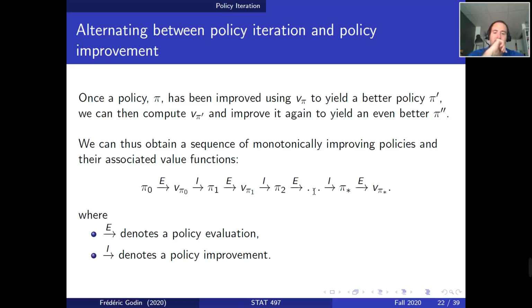Okay, so is there a solution to that? The answer is yes. This is what we're going to see next through a procedure called value iteration. Okay, so let's discuss that.